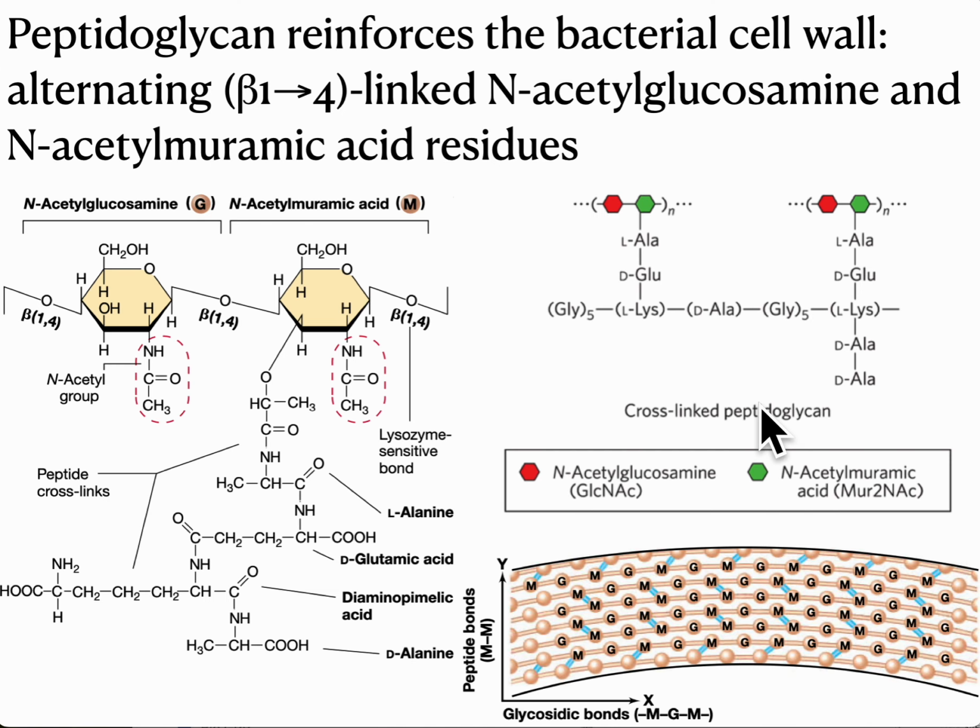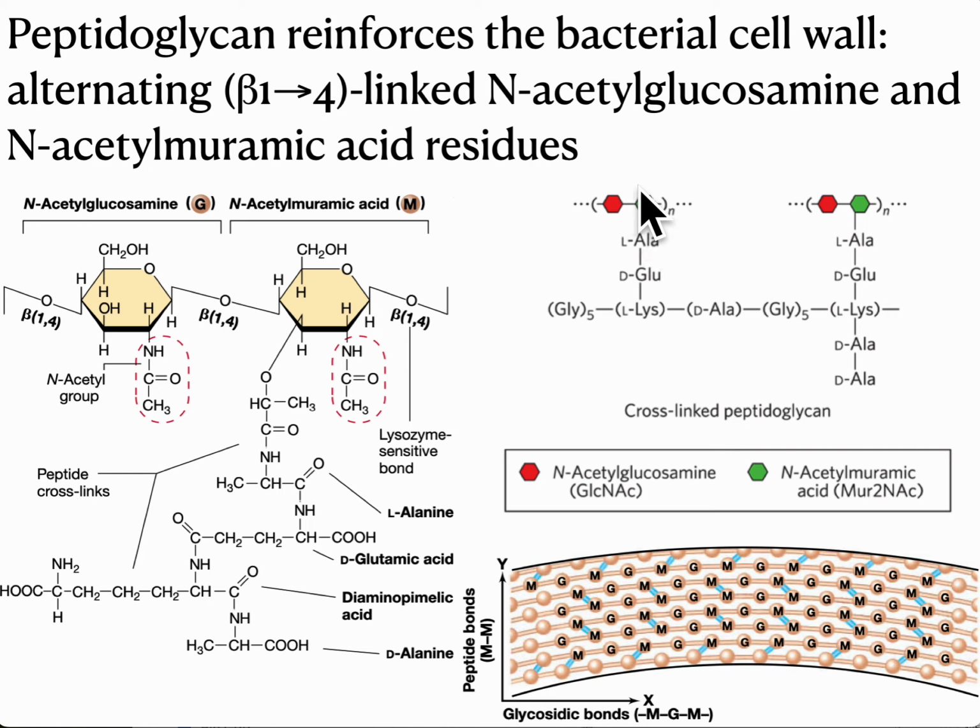And the first one that we will be looking at is peptidoglycan, which reinforces the bacterial cell wall. And it is made up of alternating N-acetylglucosamine and N-acetylmuramic acid residues. So as we can see here, the N-acetylmuramic acid links to short segments of amino acids, which we will call peptide crosslinks. And so here is a more simplified diagram.